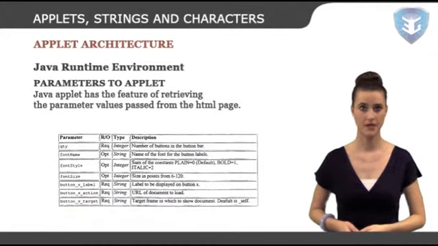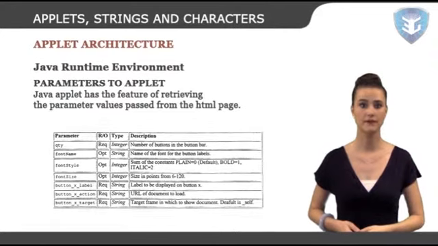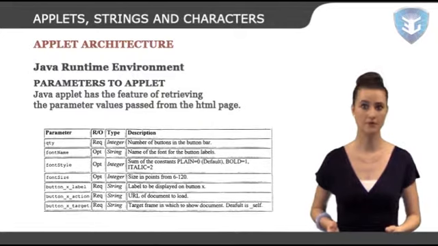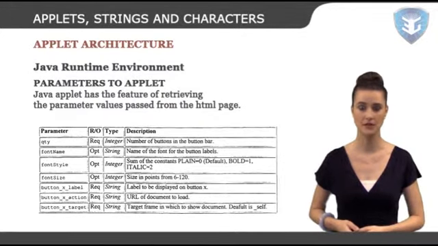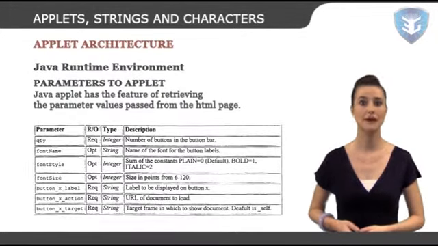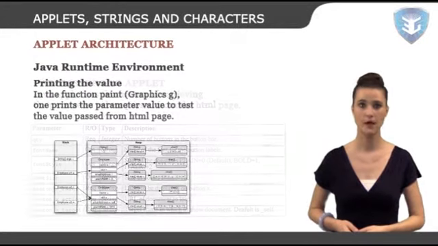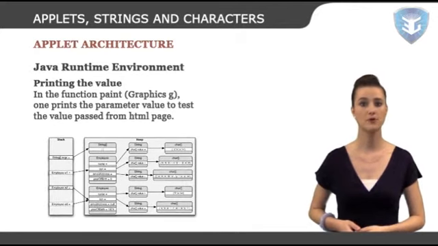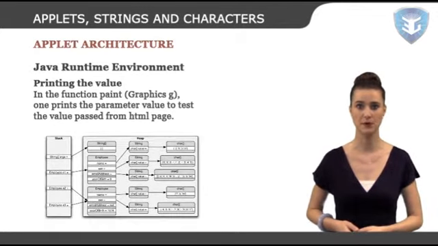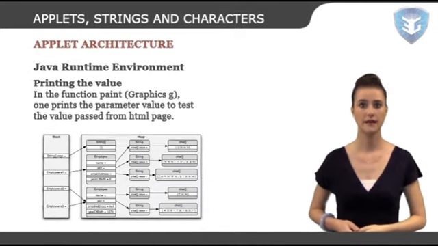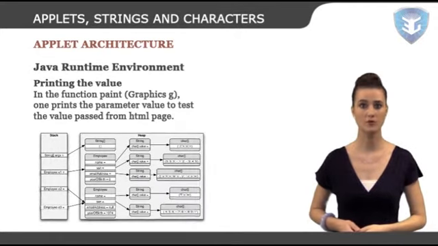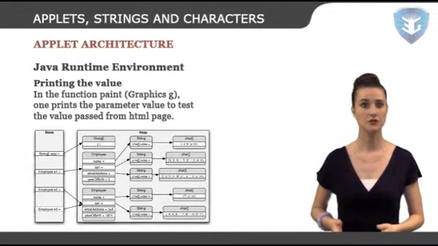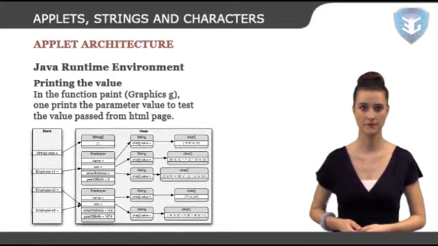Parameters to applet. A Java applet has the feature of retrieving the parameter values passed from the HTML page, so one can pass parameters from the HTML page to the applet embedded in the page. The param tag is used to pass the parameters to an applet. Printing the value. In the function paint, Graphics g, one prints the parameter value to test the value passed from the HTML page. The applet will display "Hello, Java applet" if no parameters are passed to the applet, else it will display the value passed as a parameter. The applet should display "Welcome in passing parameter."